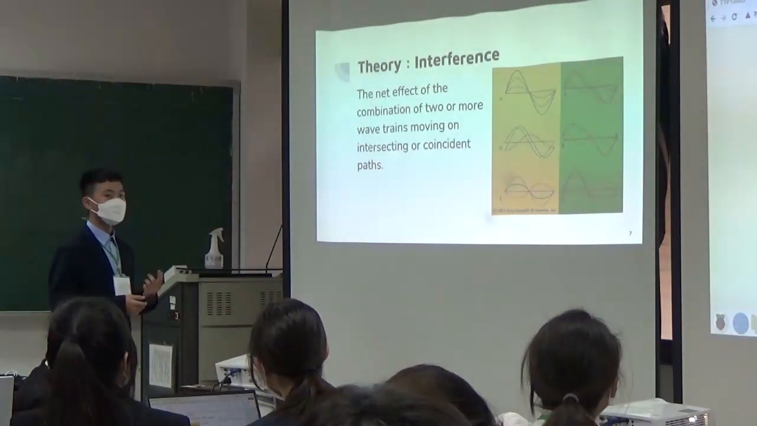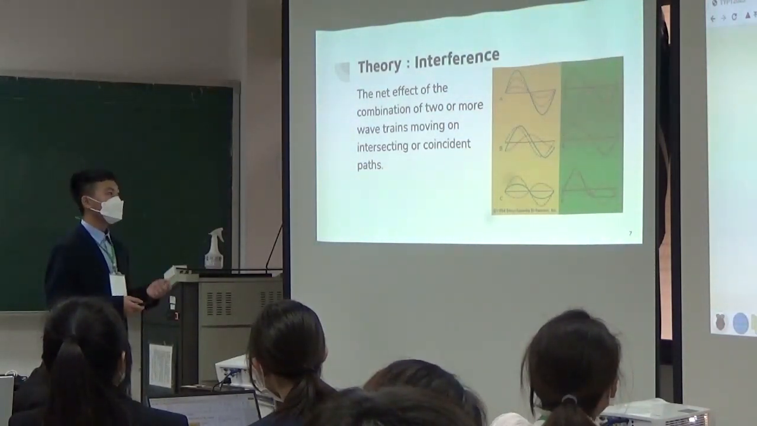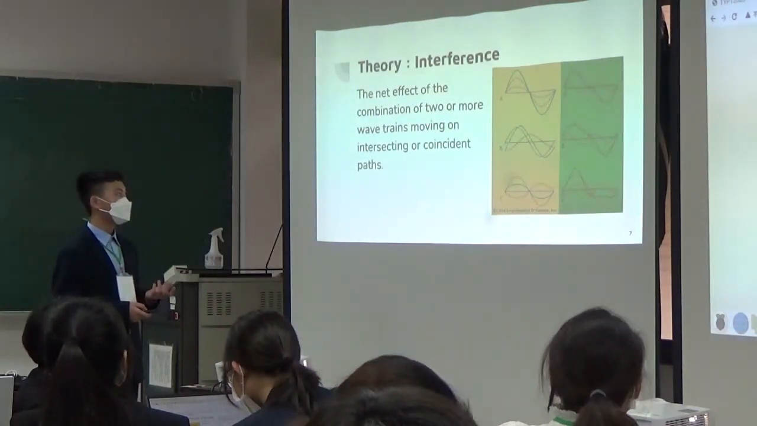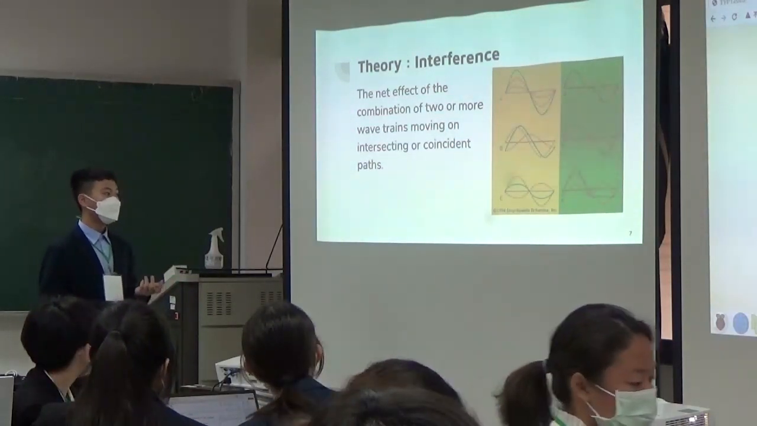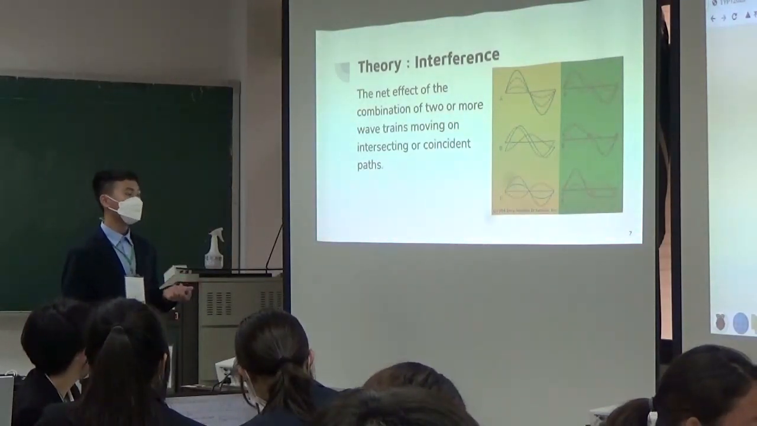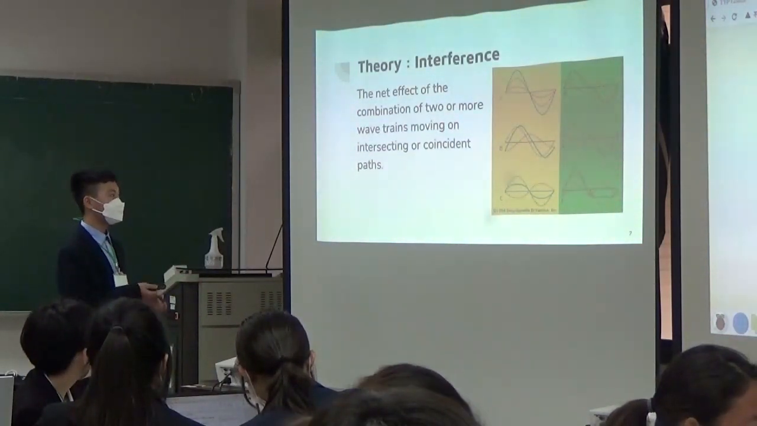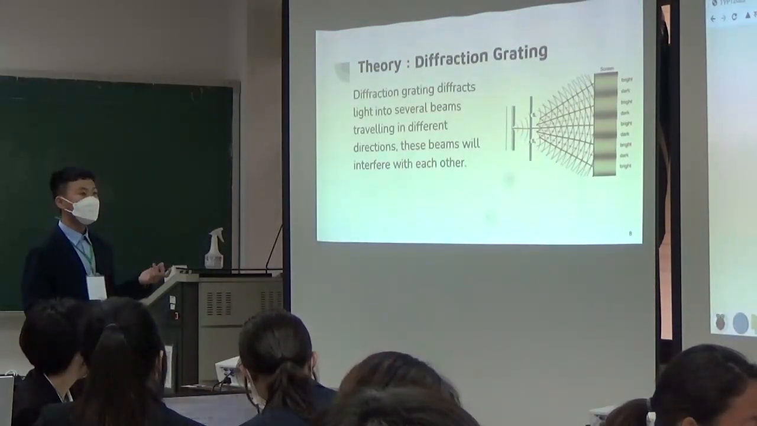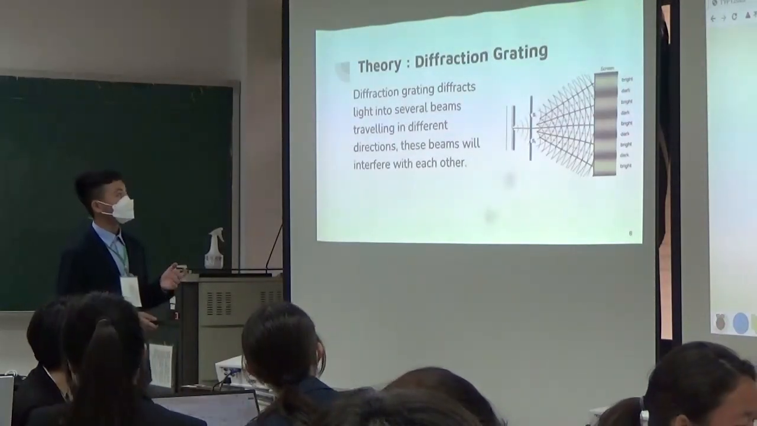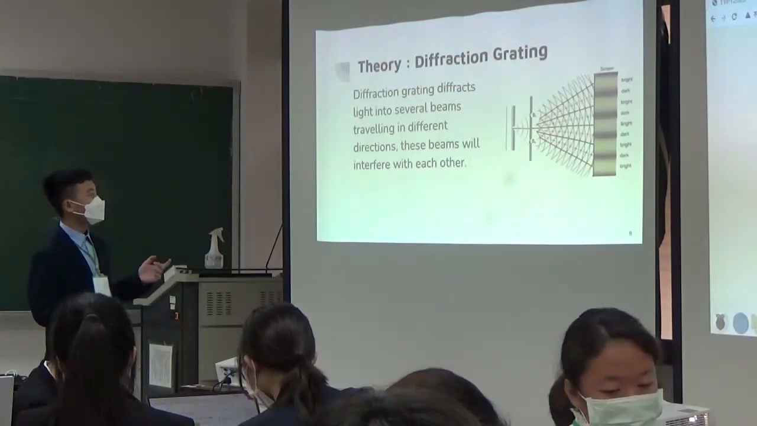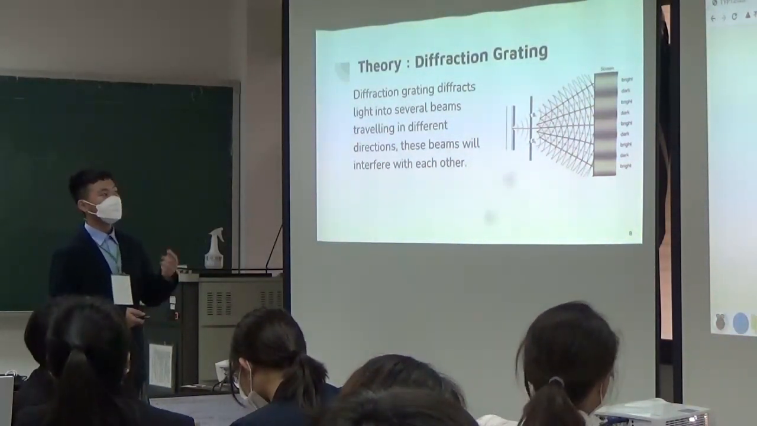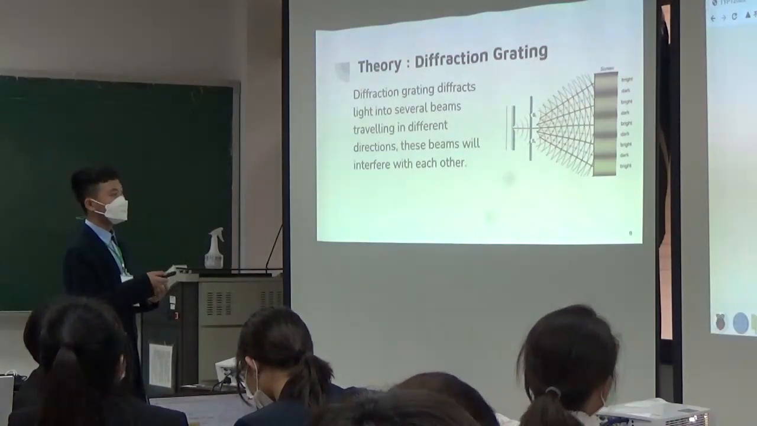And the next one is interference. Interference means the net effect of the combination of two or more waves. It can be divided into constructive interference and destructive interference. Combining diffraction and interference, we get diffraction gratings, where light is diffracted into several beams that interfere with each other, forming a dark and light image.